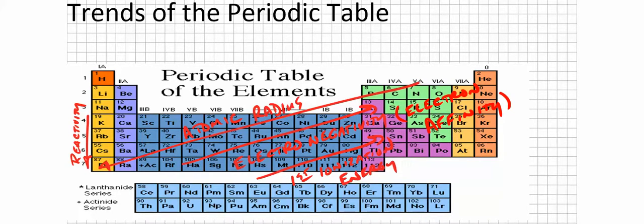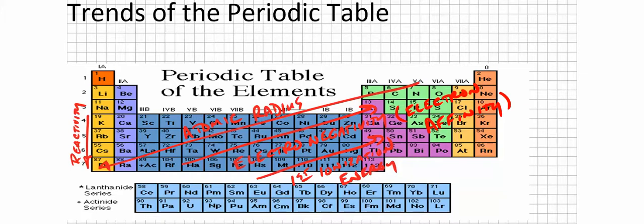All right, let's go ahead and get started. In this video, we're going to be looking at trends of the periodic table. Now, we've previously seen that Mendeleev arranged elements according to atomic mass, and in doing so, arranged elements that had similar physical and chemical characteristics together. Moseley later refined this process by arranging them according to atomic number.